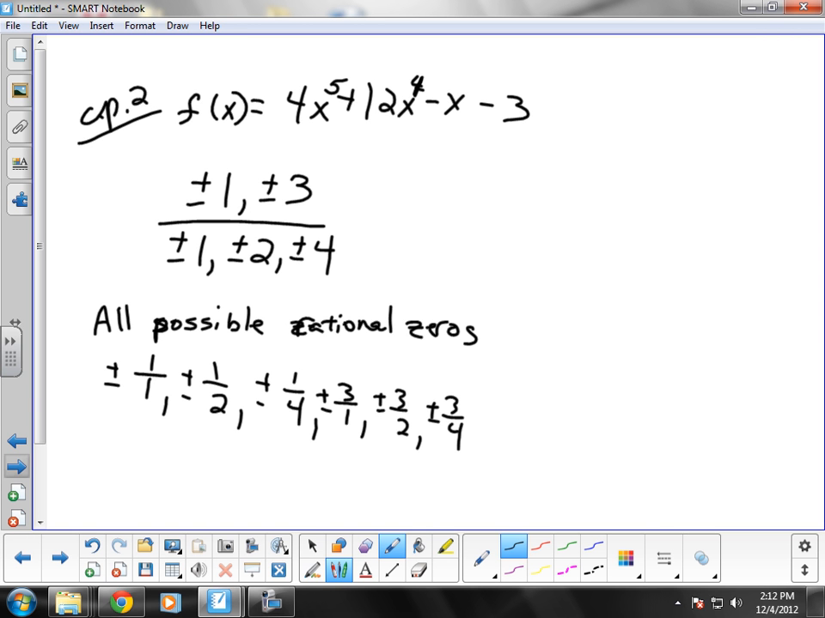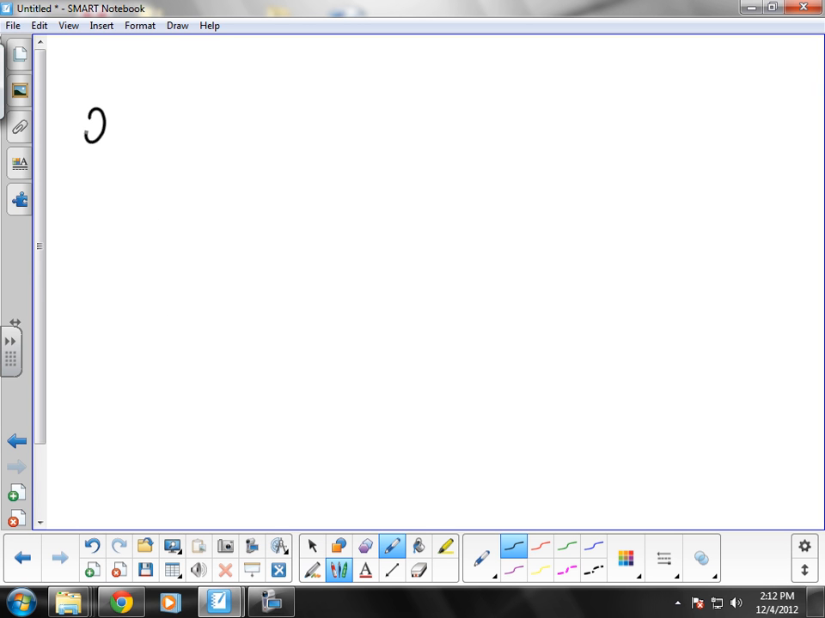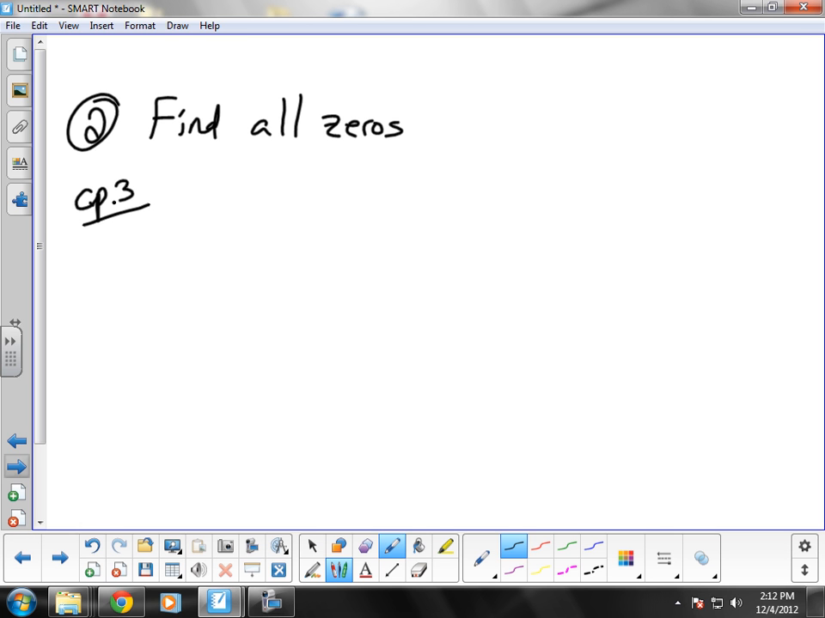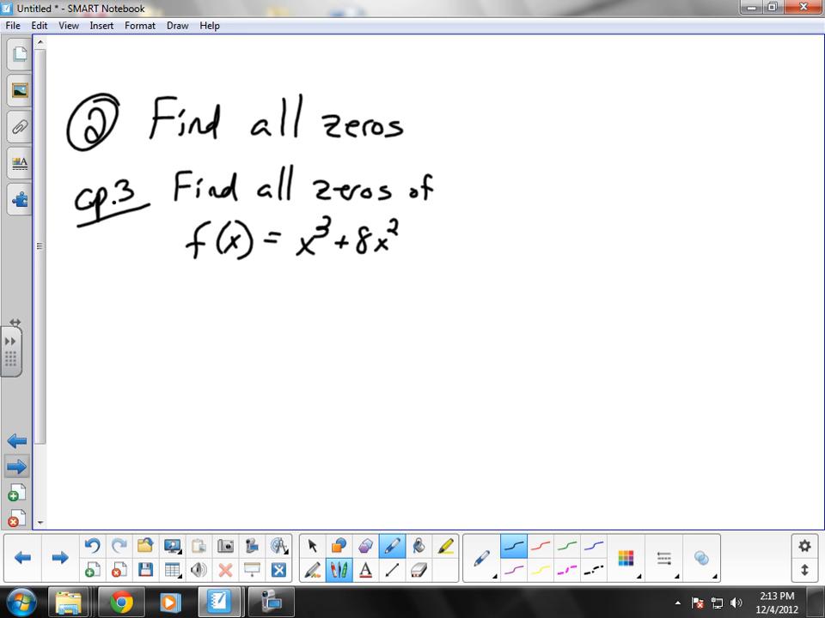So, since we know now what our possibilities are to try, the second objective in this section wants us to actually find all zeros of these polynomials. So, checkpoint 3, we're going to find all zeros of f of x equal to x to the third plus 8x squared plus 11x minus 20.